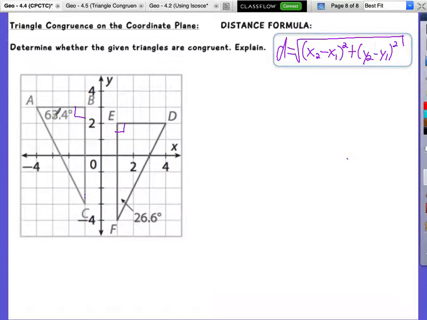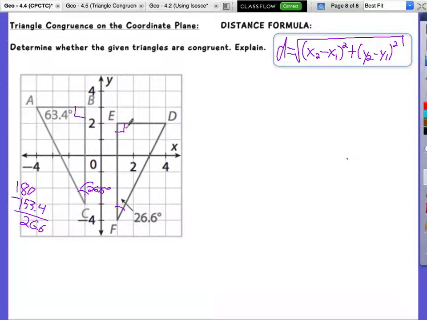So, if we know this angle to be 63.4 and this angle to be 90 degrees, how could we figure out this angle at the bottom? What do all the angles in a triangle add up to? 180. So could we take 180 minus 63.4 and 90 and get this third angle? Minus 153.4 and get 26.6. What's that look like? It looks like the same thing as over here. So are these congruent?